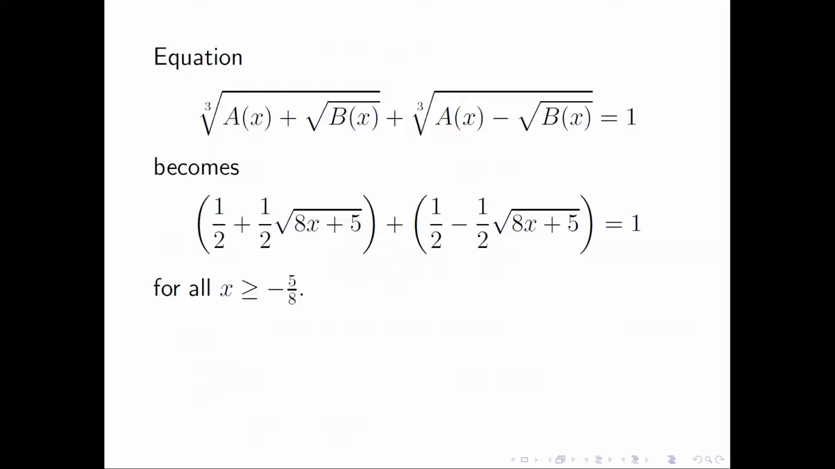Now, we know actually the two nested cubic roots can be simplified. So the new equation is like this, and we want to solve it for all x greater than or equal to -5/8. It is a true identity because the positive and the negative square root cancel out. We got 1/2 plus 1/2 equals 1.